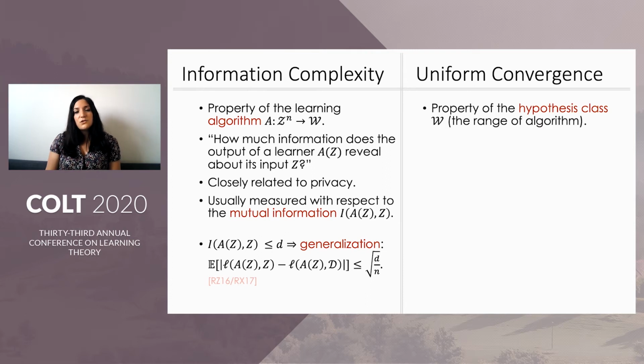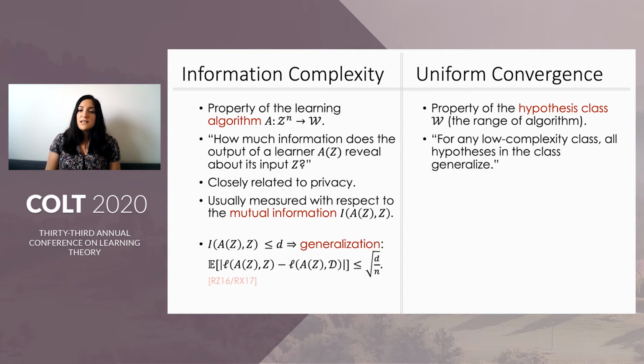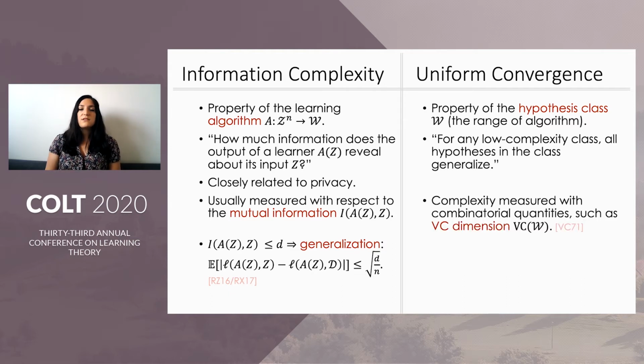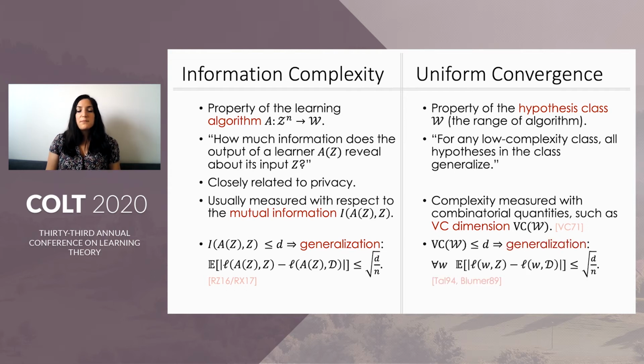On the other hand, uniform convergence is a property of the hypothesis class W. It essentially says that for any low complexity class, all hypotheses in the class generalize well. The way we measure the complexity of the class is through combinatorial quantities such as the VC dimension. More formally, VC dimension at most D implies that for any hypothesis in the class, the expected generalization error, which is the difference between the empirical and the true loss, is at most square root D over N.